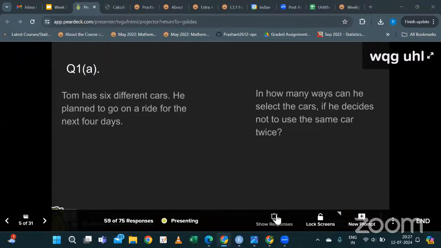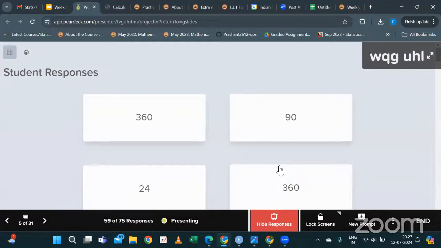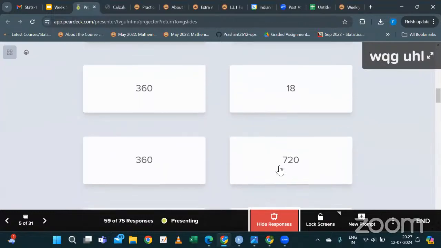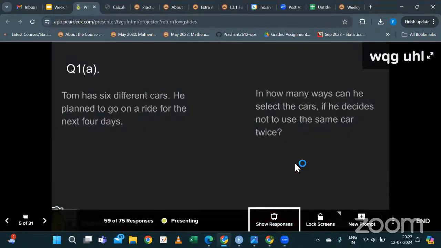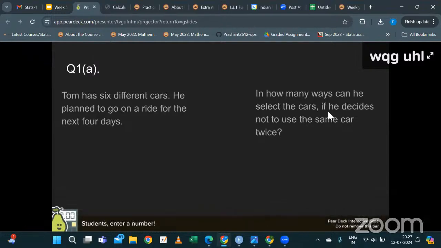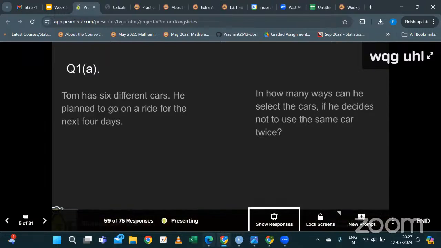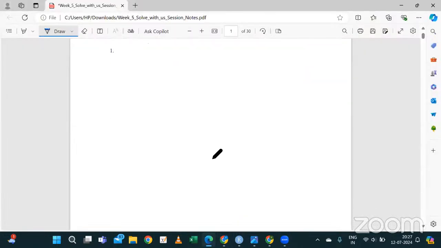All right, so let's see. I saw some variations in the answers given by you. It's a very basic thing. What do you mean by this? Can anyone tell me what you understand by this? He decided not to use the same color twice. So it means repetition is not allowed. Repetition is not there, right? Correct. So n factorial divided by (n minus r) factorial.